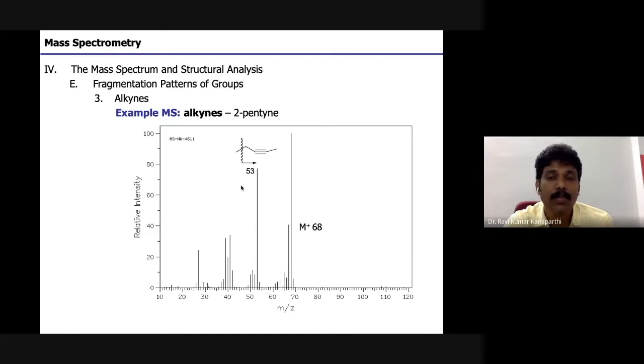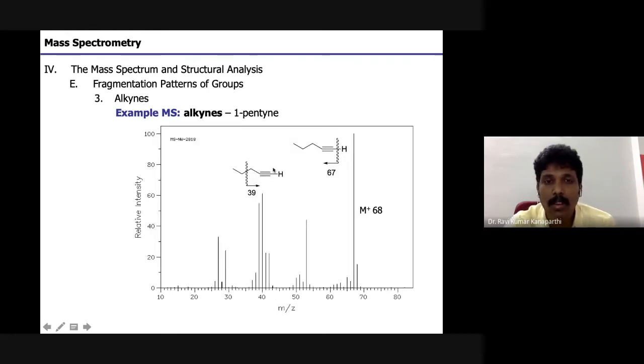This is a 2-pentyne. It's not a terminal alkyne. It's different, therefore its pattern will be different. In this case, you can see the 39 peak for the propargyl cation. That's a point one should remember. And then the loss of a methyl radical, and the corresponding peak is a very prominent one, next to the molecular ion.